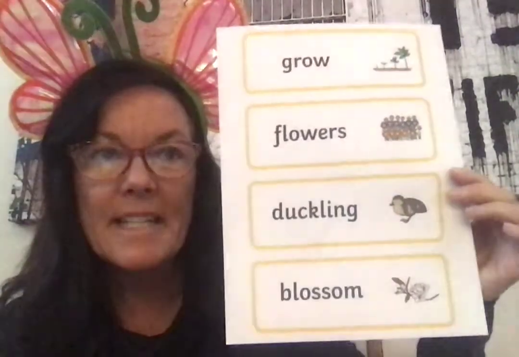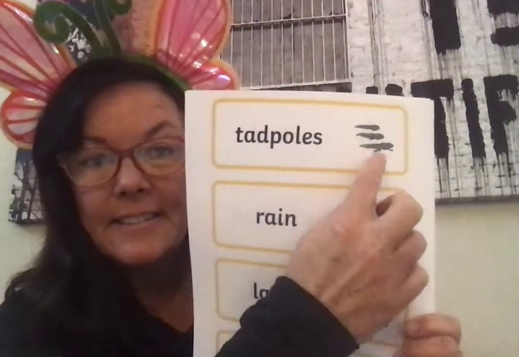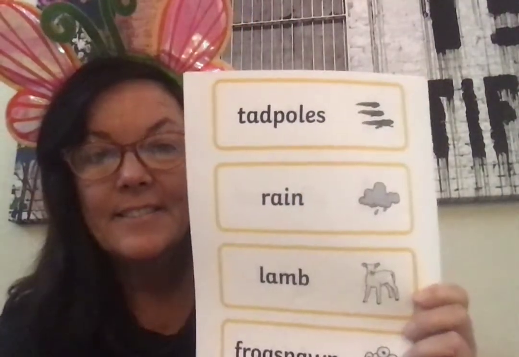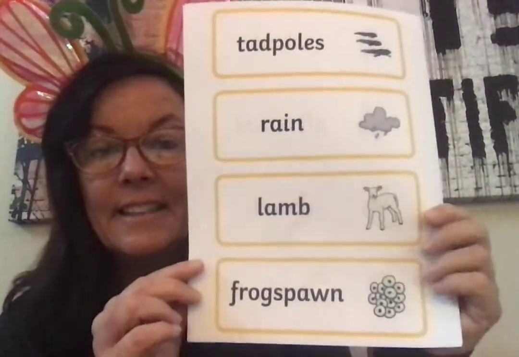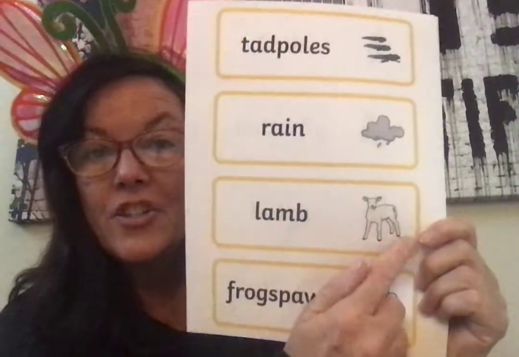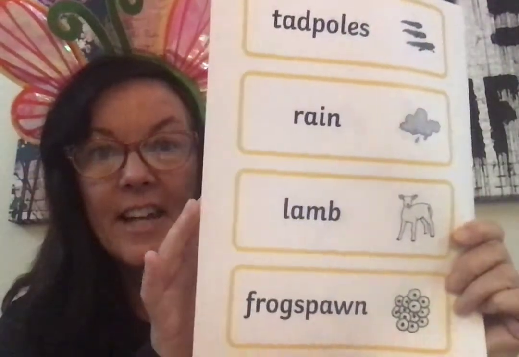And I'll show you what a bud is. Okay. We talked about tadpoles last week and froglets. This is rain. Spring is rainy. And this is a baby sheep called a lamb. Lots of lambs are born in the spring. And this is called frog spawn or frog eggs. Frogs start to lay their eggs in the springtime in the ponds.